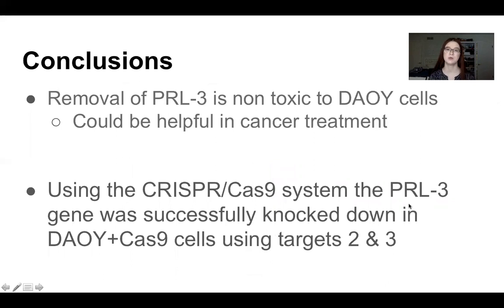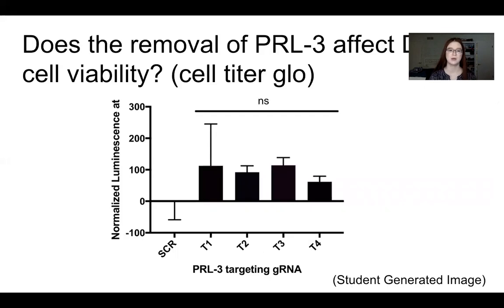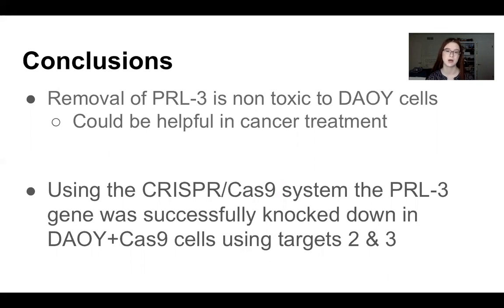So what can we conclude from this? There were several things to be concluded. First, the removal of the PRL3 gene is non-toxic to DAOY cells. This can be shown back in the cell titer glow assay results, as there was not a significant amount of growth or decay in any of the cells. This means that the cells can survive without PRL3. This is important because it could be potentially helpful in cancer treatments.